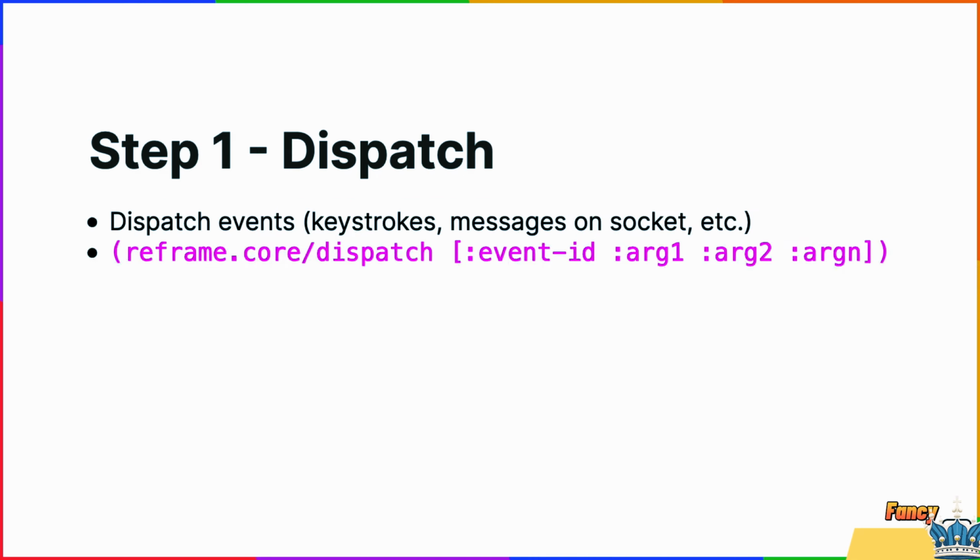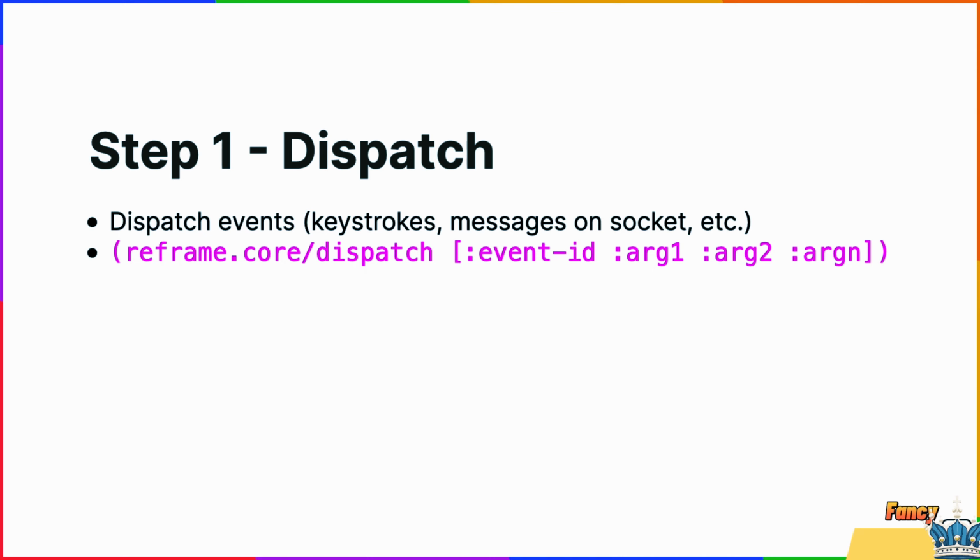The first step of the Re-frame loop is to dispatch or emit an event. This event could be a keystroke in an input field, a click of a button, a message on a WebSocket, or anything else. In our example, the user typing in the input field is the event we wish to capture. We use the re-frame.core/dispatch method.